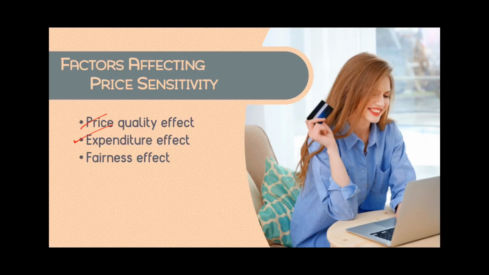Next would be the expenditure effect. So, budget, right? If he no longer has a budget, even if he wants or needs that thing that you are offering him, if his allotted amount for expenditures is maxed out, then he really will not be able to buy.